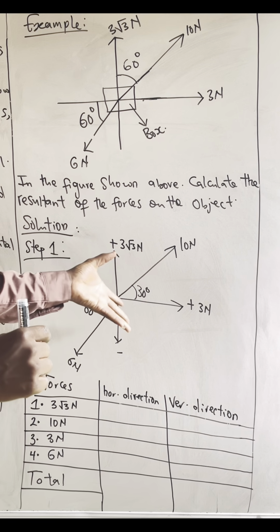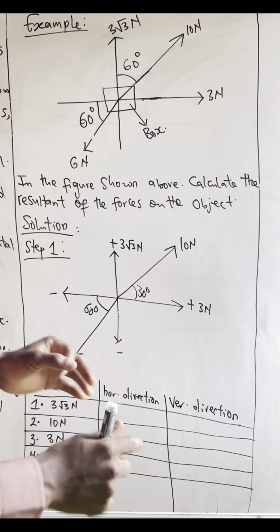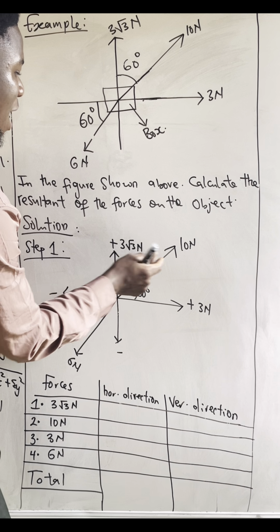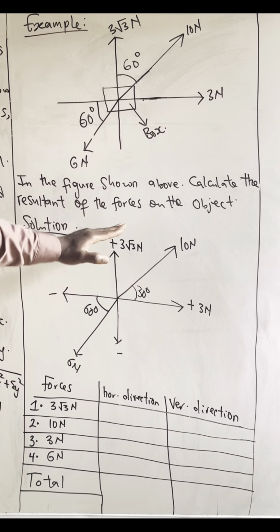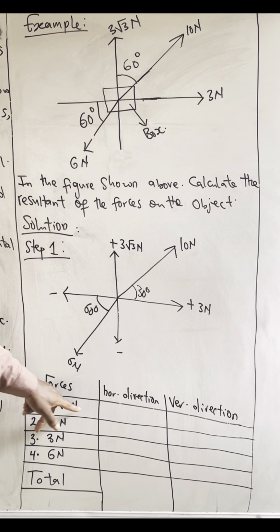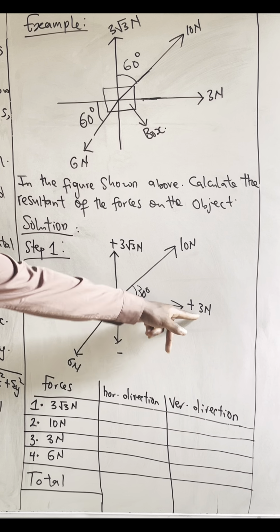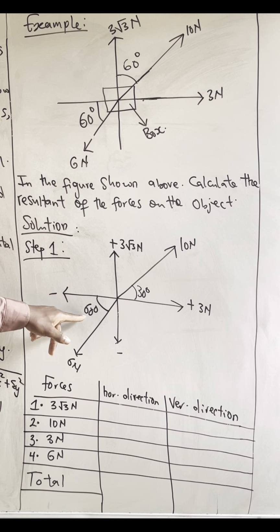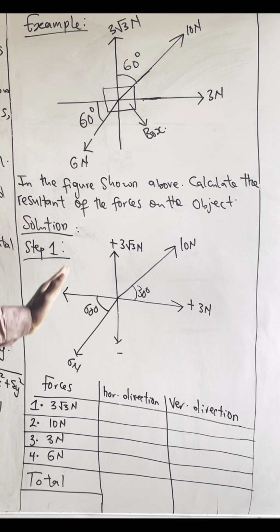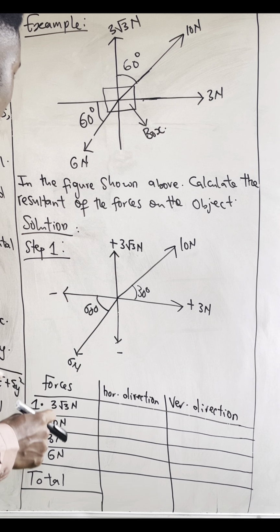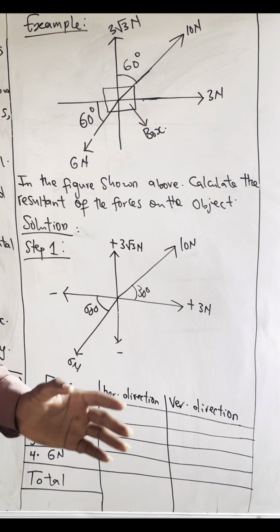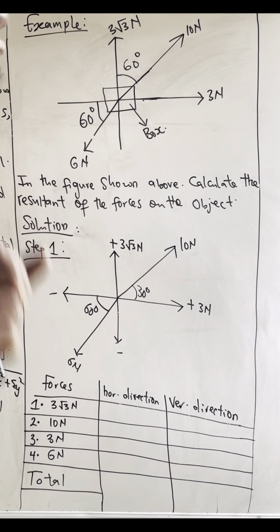We are going to say that in this particular diagram, we have 4 forces. This is the first force, this is the second force, this is the third force, and this is the fourth force. So the forces, we are going to write them out: 3 root 3 Newton, 10 Newton, 3 Newton, and 6 Newton. Now, once we've written this out, the next thing we are going to do is resolve each force to the horizontal direction and the vertical direction.